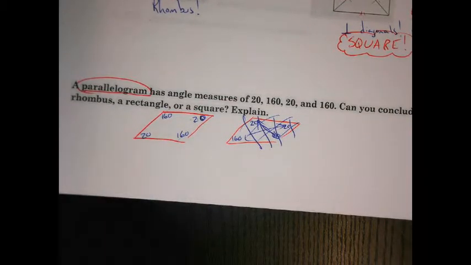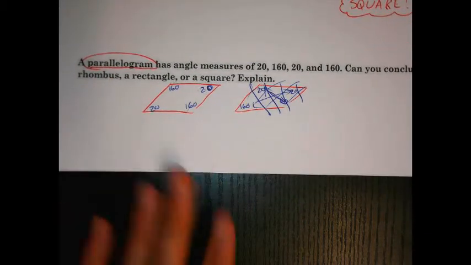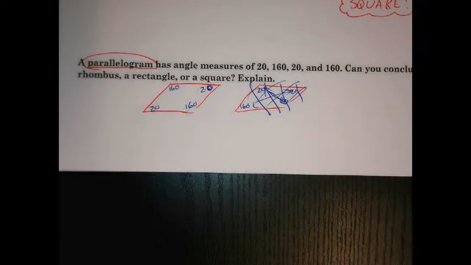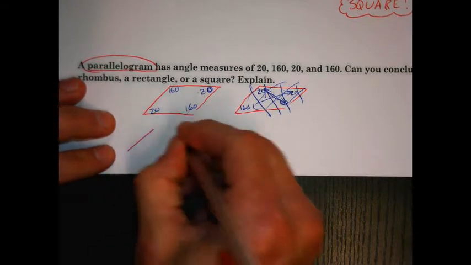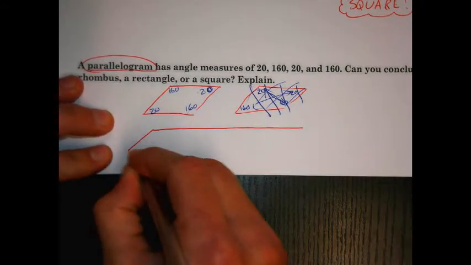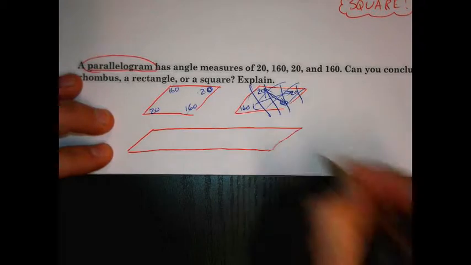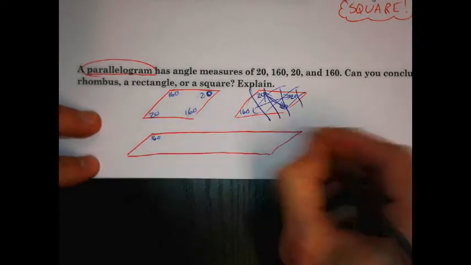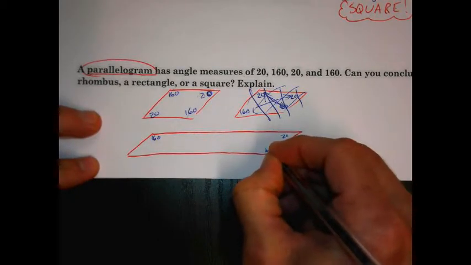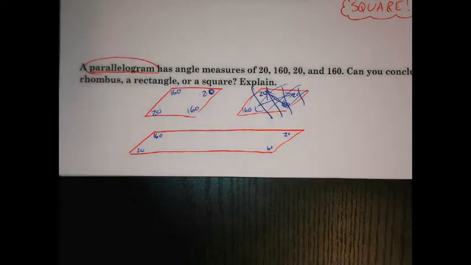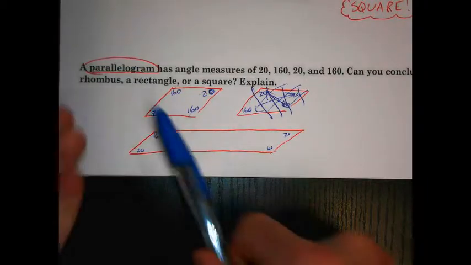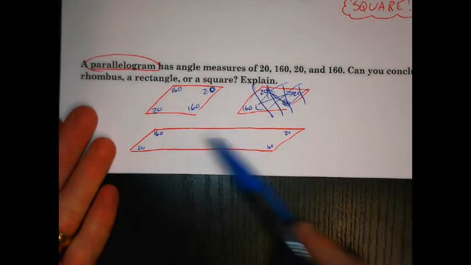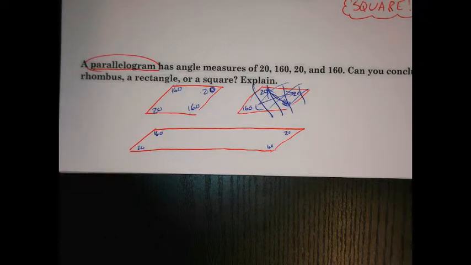So can we conclude that this is a rhombus, a rectangle, or a square? Well, let me ask you this. What if I exaggerate this shape and just go crazy, and do that? Will it change the angle measures? So I'm still dealing with 160 here and 20 here and 160 here and 20 here. So I have still kept the setup. It's a parallelogram. Opposite angles are congruent and consecutive angles are supplementary. Totally a parallelogram.